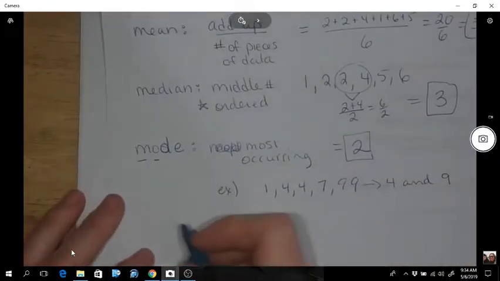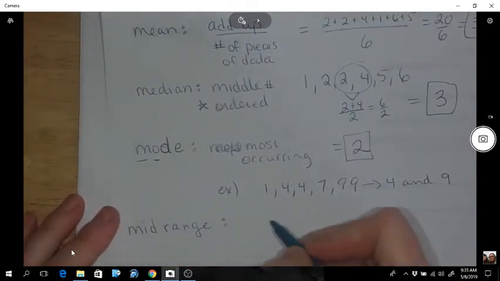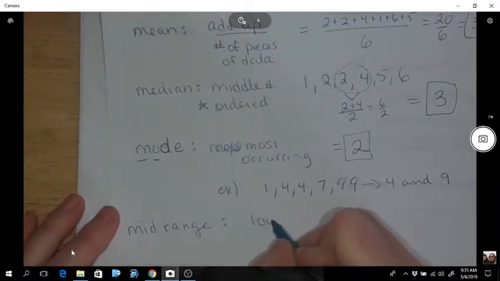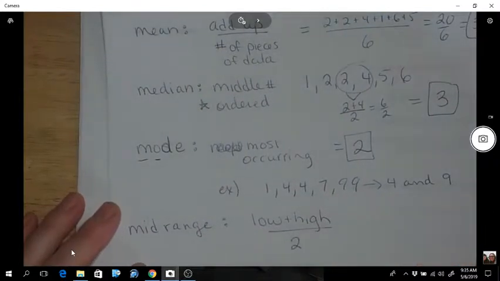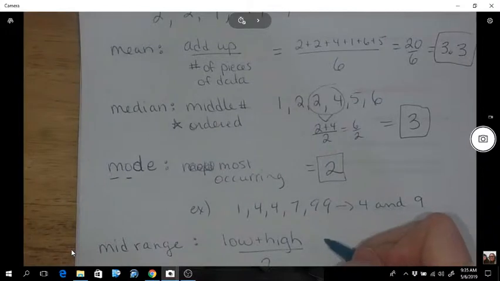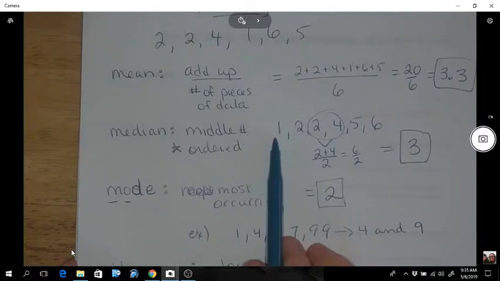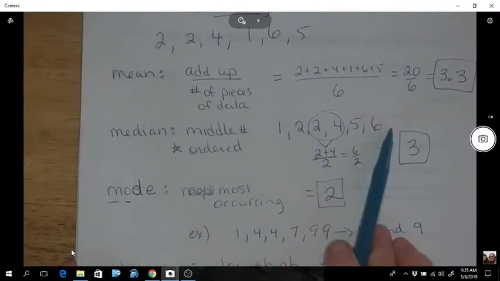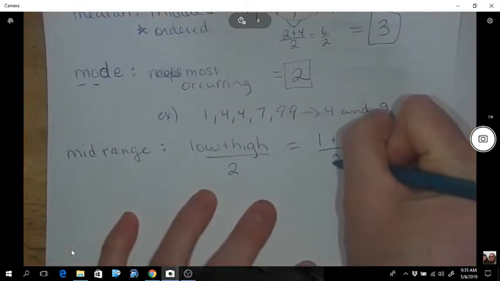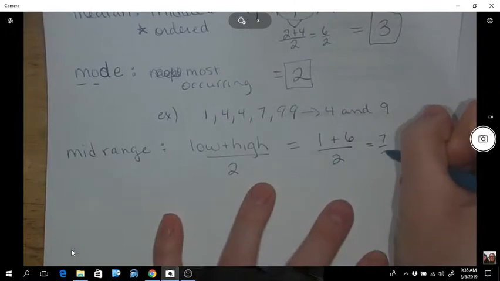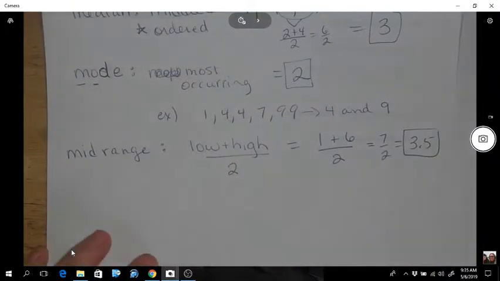And the last one we're going to talk about is the mid-range. So the mid-range is when you add up the low plus the high, and then you average them. So if I'm looking at our set of data, the lowest is 1, I gotta have them ordered, 1 and then 6 is the highest. And then I'm gonna average that. So that's 3.5 as our mid-range. So low plus high divided by 2, finding the average.